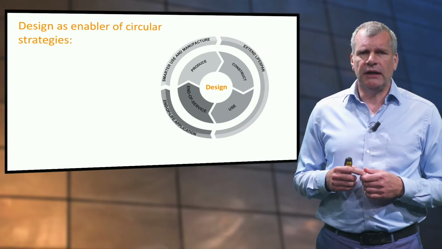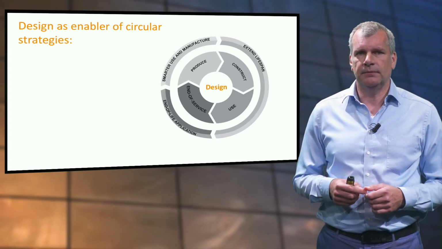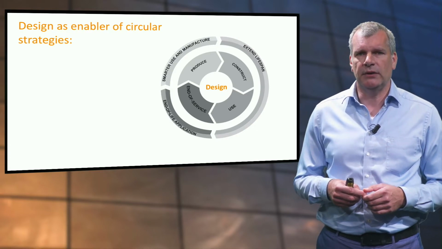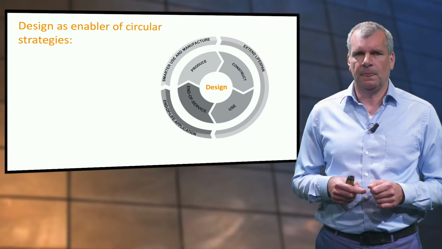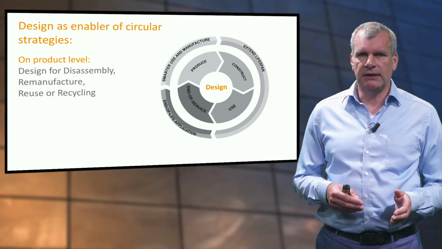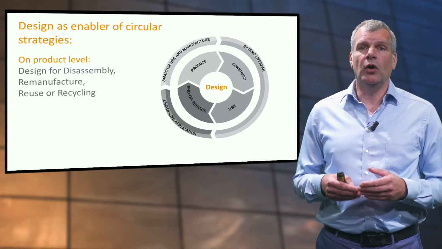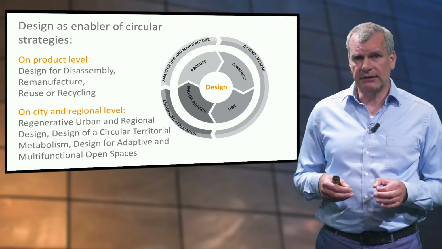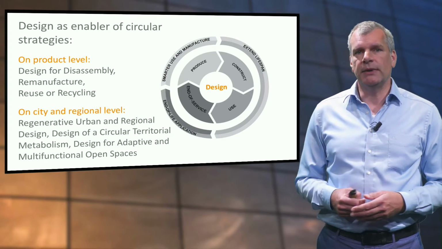The before-mentioned circularity strategies have to be implemented in the very early stages of a project. Therefore, design has a central role as an enabler of a circular built environment. We want to highlight a number of design strategies. On the product and building level, the typical design approaches are design for disassembly and design for remanufacture, reuse and recycling. On the urban and regional levels, we talk about design of a circular territorial metabolism, or for example of design for adaptive multifunctional open spaces.